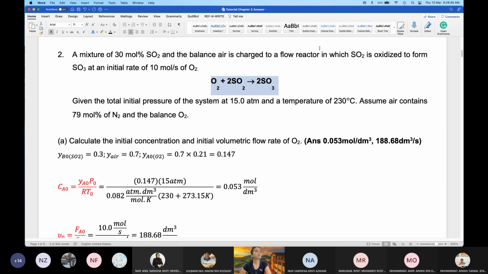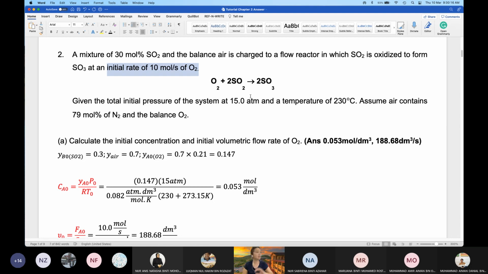Okay, next. Dia kata oxidize to form SO3 at the initial rate of 10 mole per second of O2. So what is this 10 mole per second? So first dia kata mole per second, mole per time. So mole per time, molar flow rate. Okay, next dia kata initial. So this is initial molar flow rate. Then dia kata oxygen gas. So this is initial molar flow rate of oxygen gas.